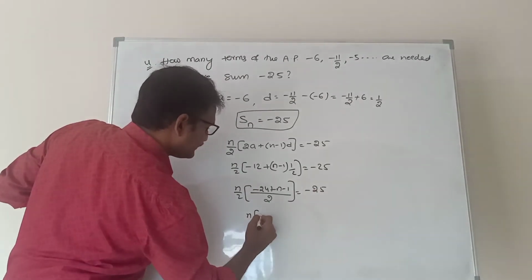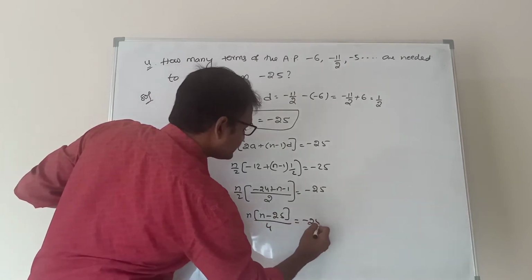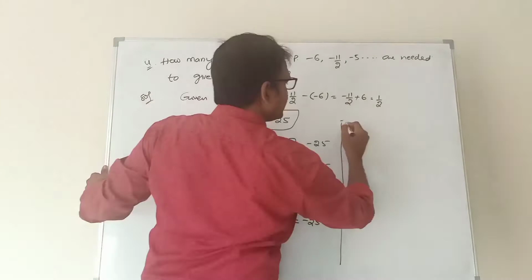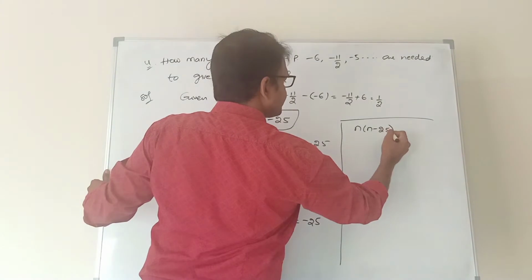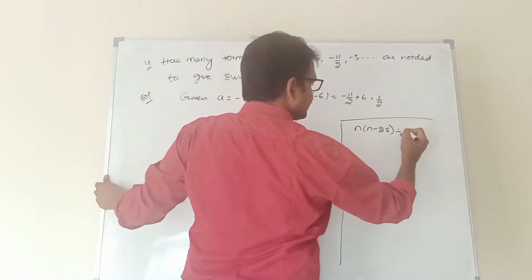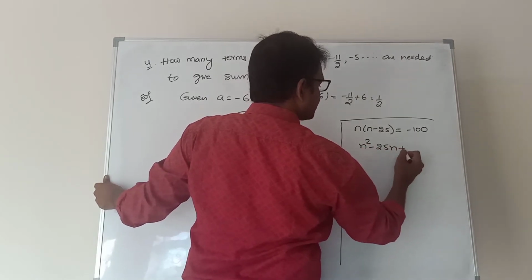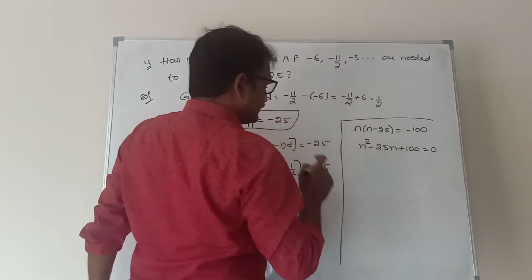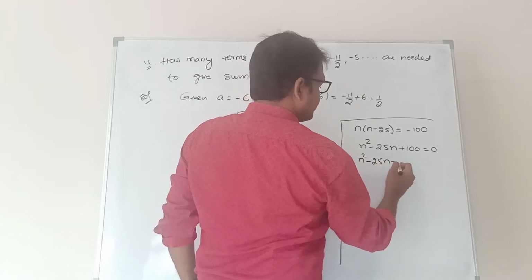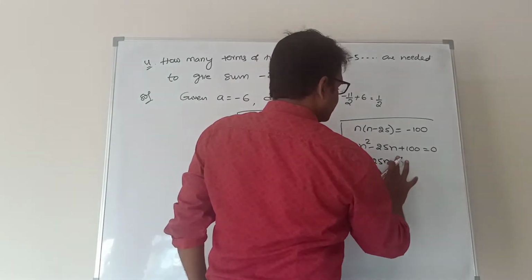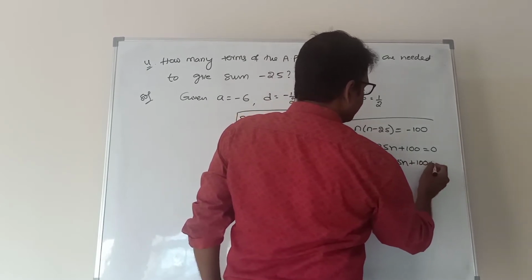n into n minus 25 by 4 is equal to minus 25. By cross multiplying, n into n minus 25 is equal to 4 into minus 25, which is minus 100. So n square minus 25n plus 100 is equal to 0. Factors of 100 are: n square minus 20n minus 5n plus 100 is equal to 0.